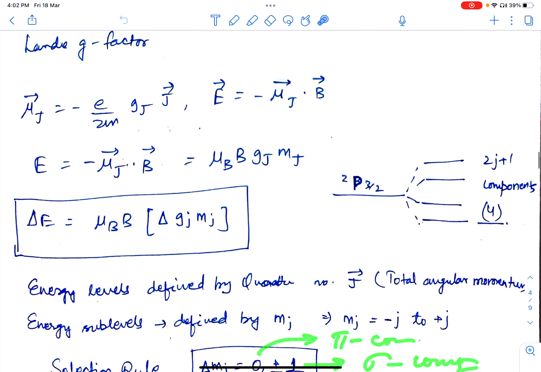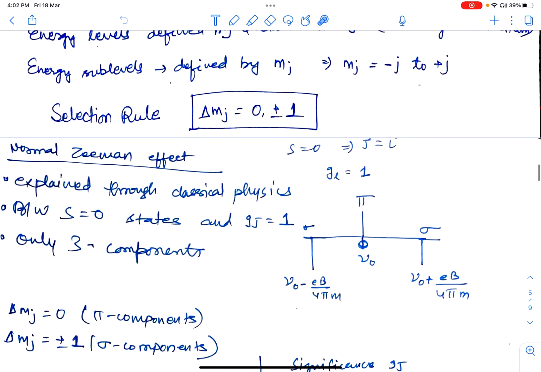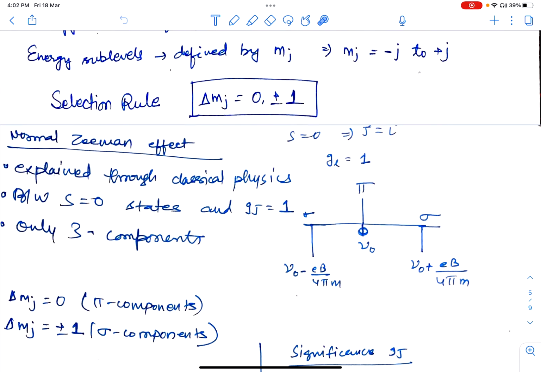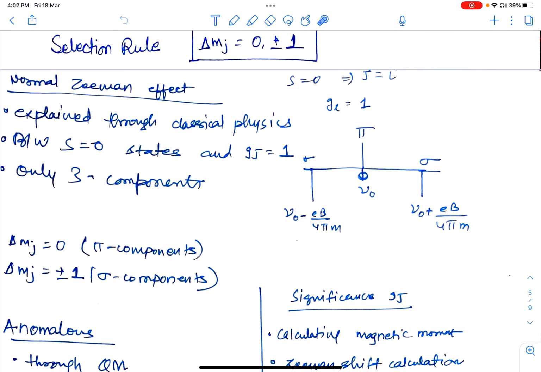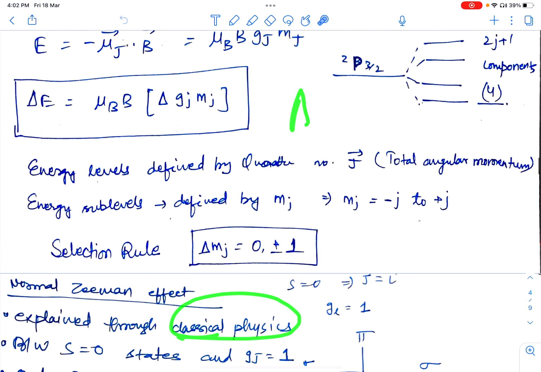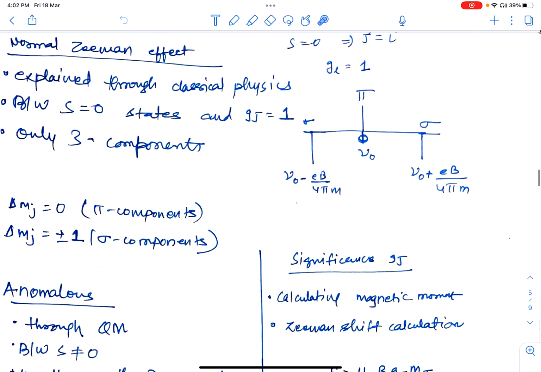Now in the normal Zeeman effect, what we have seen is that there are only three components. Why three components? In the normal Zeeman effect, we have S is equal to 0. When S is equal to 0, J is equal to L, because J is equal to L plus S. So earlier also in the first line itself, we have studied the normal Zeeman effect, singlet. This is called singlet, explained through classical physics. Earlier we were talking about the anomalous Zeeman effect. This is the normal Zeeman effect, with S equal to 0, J equal to L.